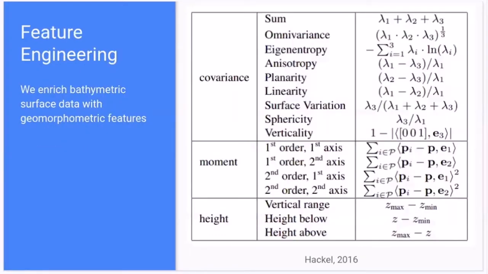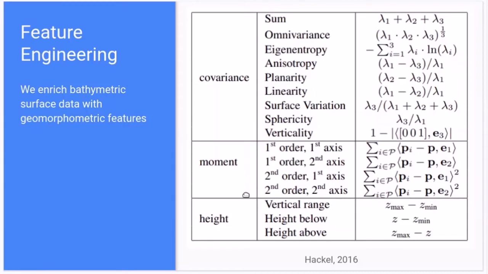As far as feature engineering goes, we used a classic set of features derived from basically three big characteristics. First of all, we have a set of variables: the sum, omnivariance, eigenentropy. The first category are all issued from the local covariance matrix. So basically they are related to the different rugosity and geomorphometric characteristics around the neighborhood of the point.